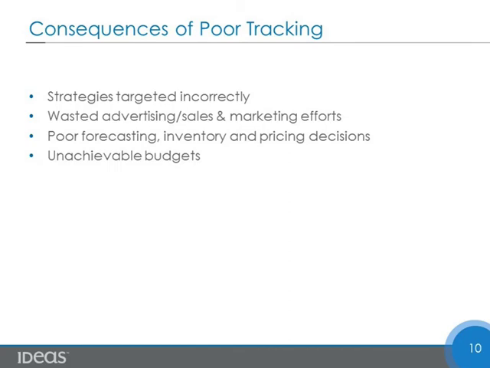If you are not tracking market segmentation data accurately, here are the consequences. They impact the strategy setup. It will be a waste of advertising or sales and marketing effort. It leads to poor forecasting, inventory and pricing decisions, and eventually, you may not be able to achieve your budget. In IDeaS RMS, if market segmentation or market segmentation groups are not properly set up, it will impact the forecast and decisions the system provides. Thus, you are not achieving the goal of revenue optimization.